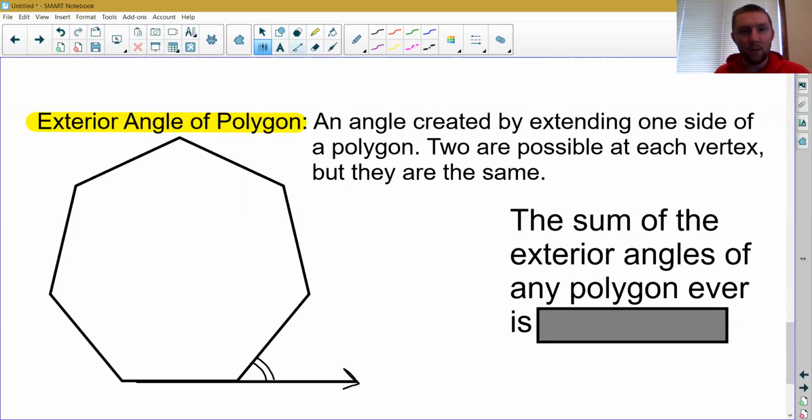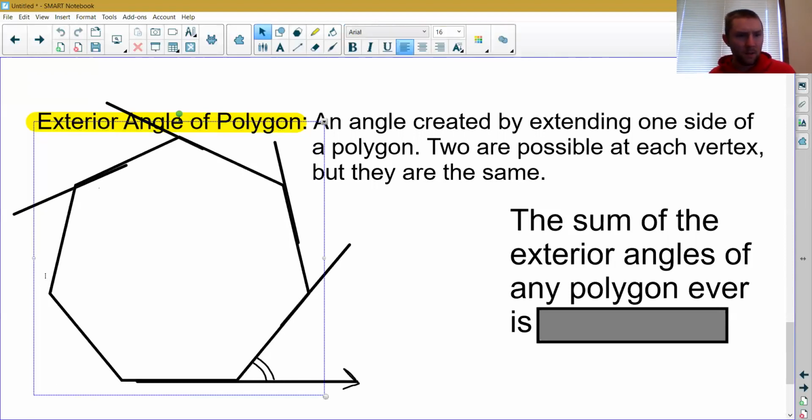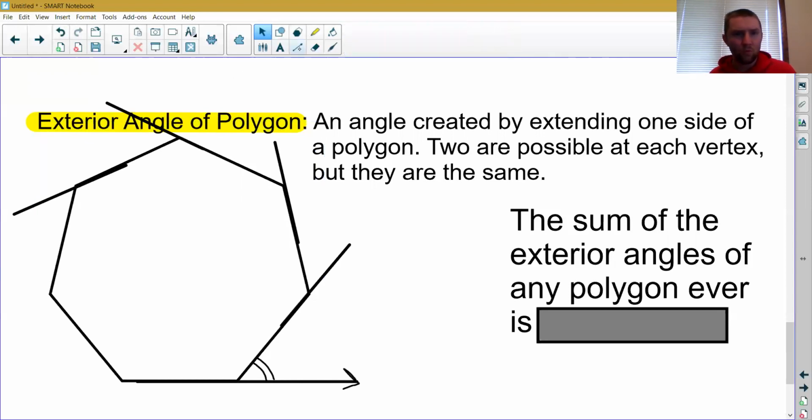Now I can continue to do this at each corner. I can do it this way, and then I can do it this way. Generally, we go the same direction around the shape. I can do it there. This one's going to look a little bit interesting, but I can do it there. I can do it this way, and I can do it this way. And then I believe there's one more I can create.